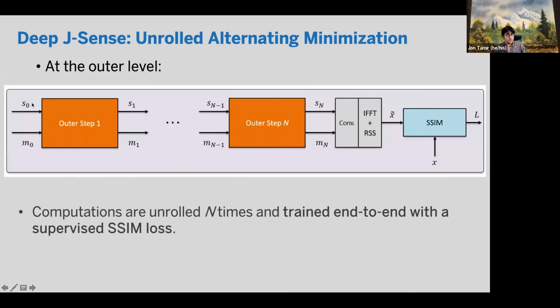Okay. And then at the outer level, we again see this iterative unrolling where we have an outer step that takes the initial maps and image, and then it's refined, and then we go through n of these iterations. And then we have a final inverse Fourier transform and combination into a single image, and then that's compared to a ground truth image fully sampled to give us our loss metric, which we then use to update the weights. And so we train this end to end with a supervised structural similarity loss.